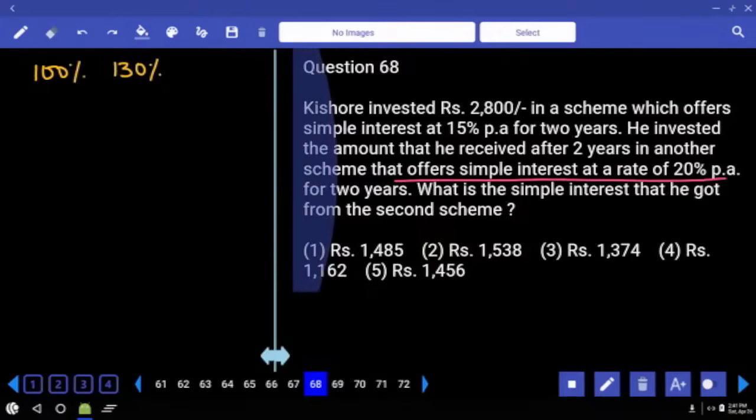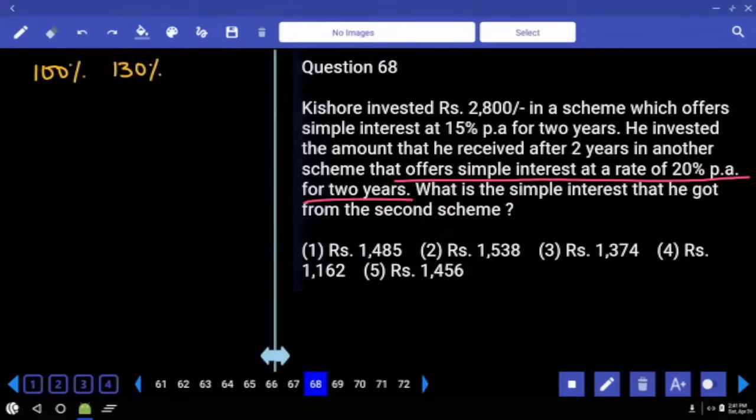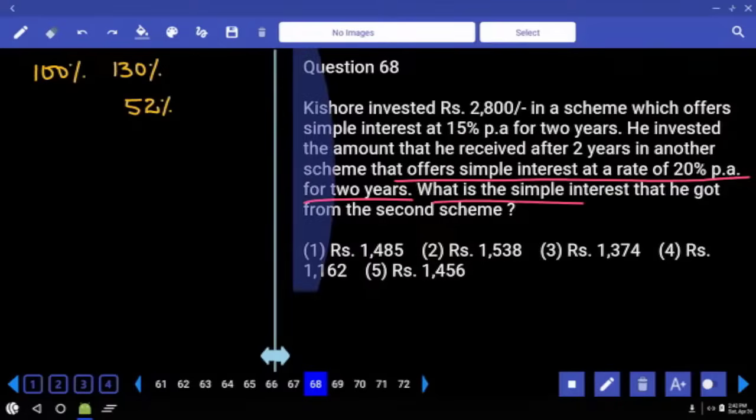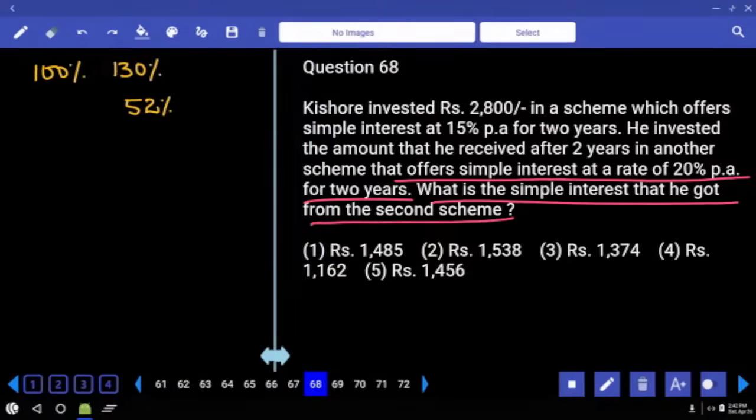That offers simple interest at the rate of 20% per annum for 2 years. 2 years, 20% per annum. How much interest do we get? 40%, calculated on this number only. 40% of 130. Come on. So now how much interest are we getting? 52%. What is the simple interest that he got from the second scheme? That means 52% calculated on 2,800. Are you okay? 50%, 2%, total.